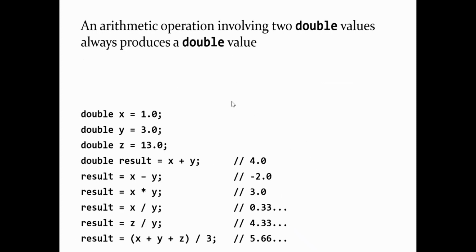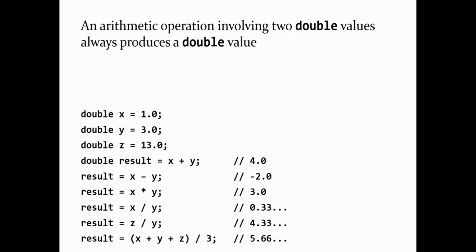So just like ints, if you do arithmetic with two double values, you get back a double value always, even if the value exceeds the minimum value or the maximum value of the range. So here I've got 1, 3, and 13. Add them together, you get 4.0. Subtract them, you get -2. So on and so forth. This works exactly the same as it works in Python.